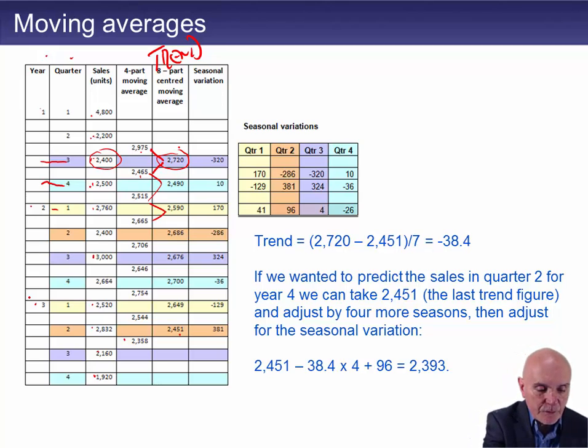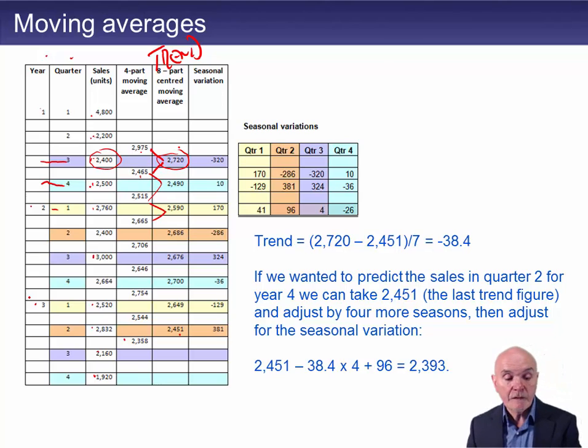We go down to the next one. We have the actual figure 2,490, and we're nearly on the right spot there. There's a very small seasonal variation of +10, hardly worth bothering about really. We go to the next one, 2,760 against 2,590. That looks like a good season. Yeah, we're well above on that one. This seems to be quite a successful selling season and so on.